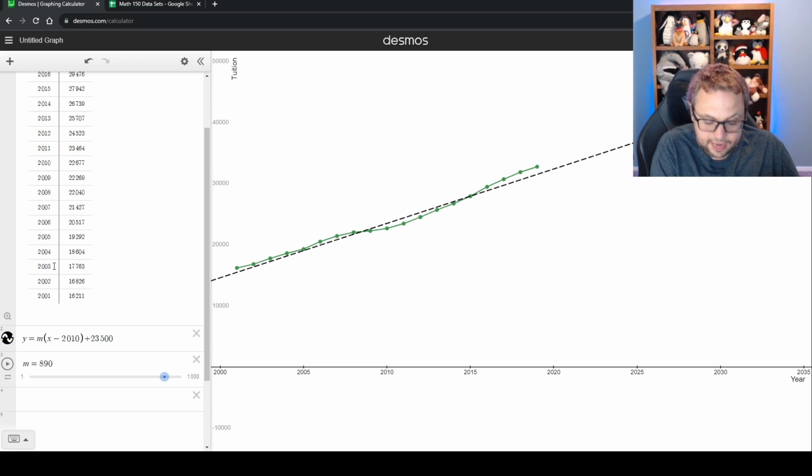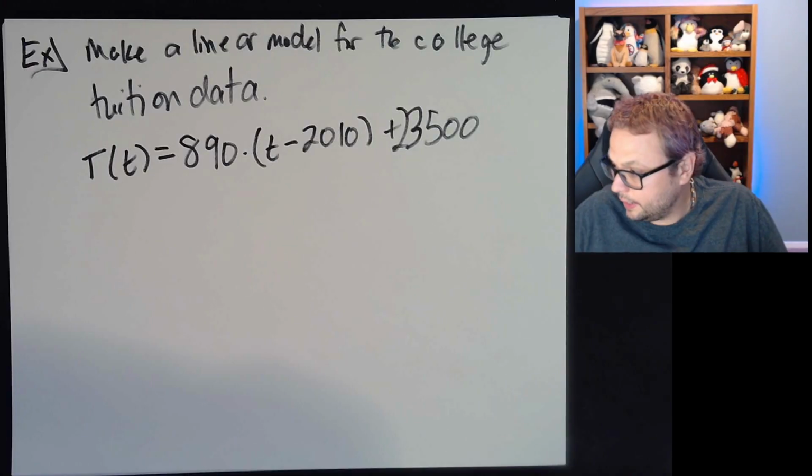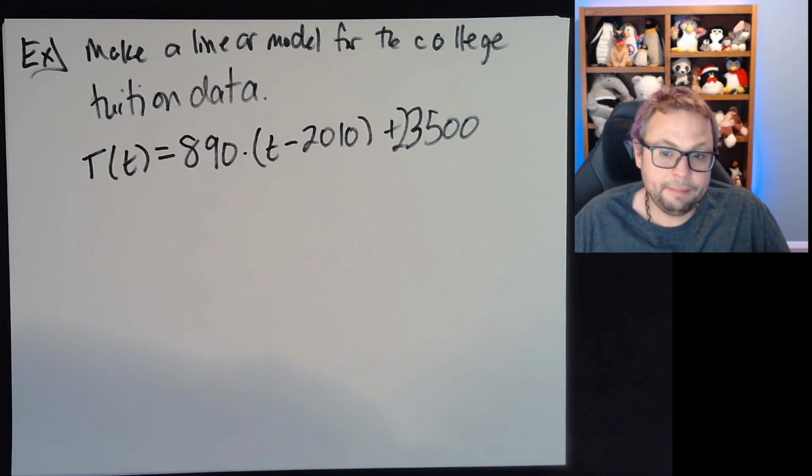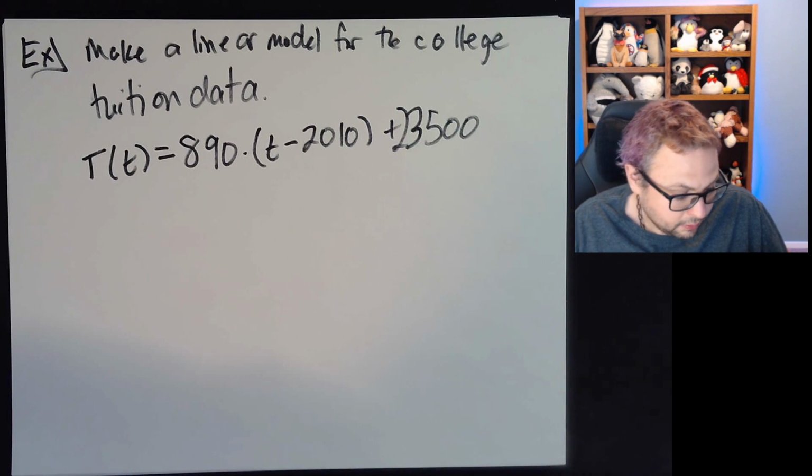And note when I do that, instead of writing y, I'm going to write a capital T, because that's the letter we've used for tuition, is equal to, and now m is 890 times, and then lowercase t minus 2010 plus 23,500. Okay, so I'm just copying that off the screen. And you can see there, I just copied the line.